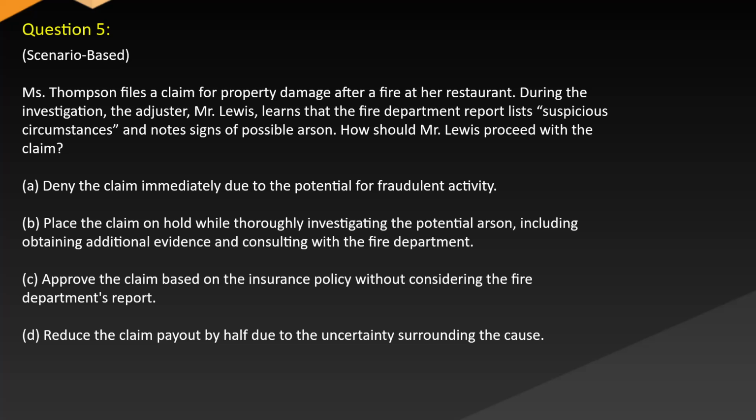Question 5. Scenario-based. Ms. Thompson files a claim for property damage after a fire at her restaurant. During the investigation, the adjuster, Mr. Lewis, learns that the fire department report lists suspicious circumstances and notes signs of possible arson. How should Mr. Lewis proceed with the claim? A. Deny the claim immediately due to the potential for fraudulent activity. B. Place the claim on hold while thoroughly investigating the potential arson, including obtaining additional evidence and consulting with the fire department. C. Approve the claim based on the insurance policy without considering the fire department's report. D. Reduce the claim payout by half due to the uncertainty surrounding the cause.